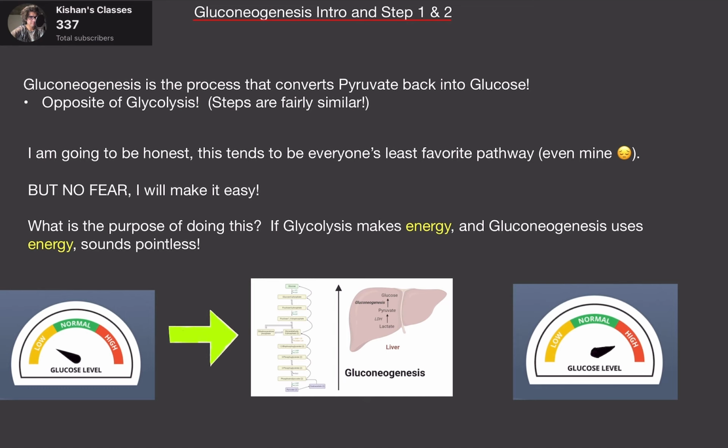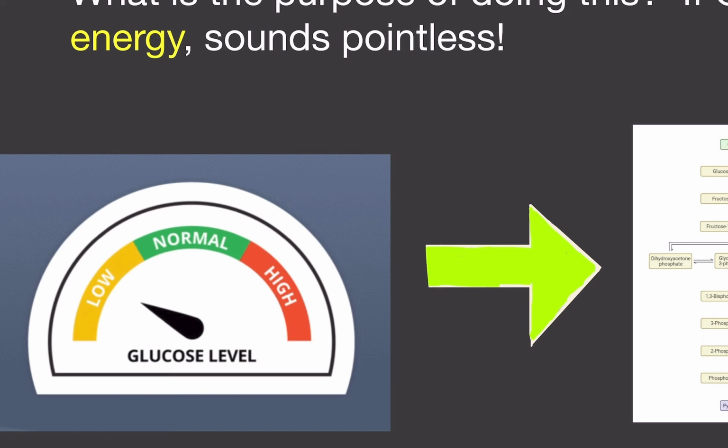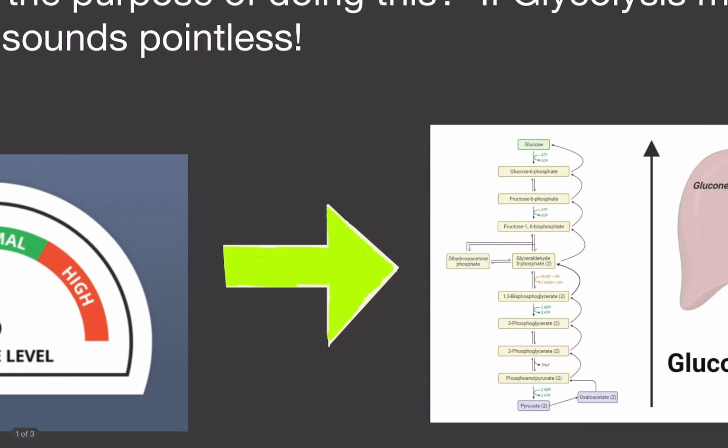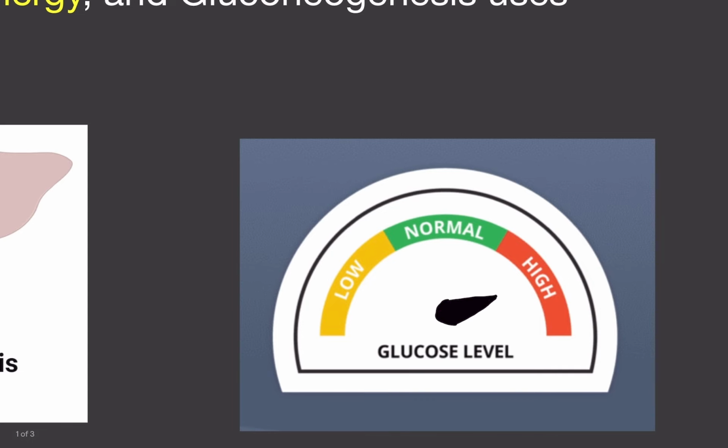Now, what is the purpose of gluconeogenesis? If glycolysis makes energy, and gluconeogenesis just uses energy, it sounds pointless. Why do we want to use energy? It doesn't sound efficient at all. Let me break it down for you so you really understand. Say you're doing a marathon, for example, and you're low in glucose. Your blood glucose levels are low. We're going to undergo gluconeogenesis, creating pyruvate and going back to glucose. And creating glucose, now we have high glucose levels in our blood.